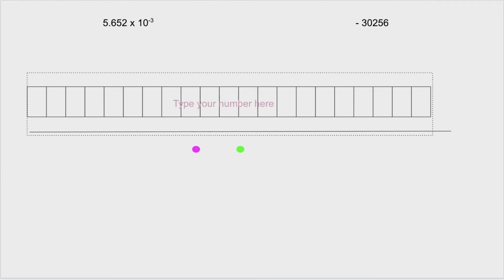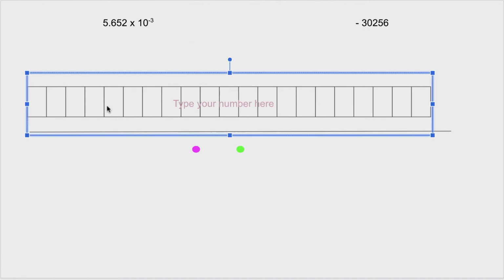So this is a tool I created to help with converting numbers for some students to use. You don't have to use it. It goes from scientific notation to standard notation and standard notation to scientific. Okay, so I'm going to do this problem up here, 5 and 652 thousandths times 10 to the negative 3.